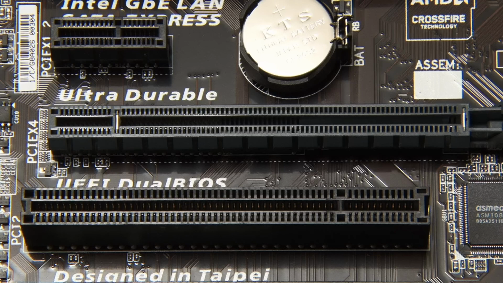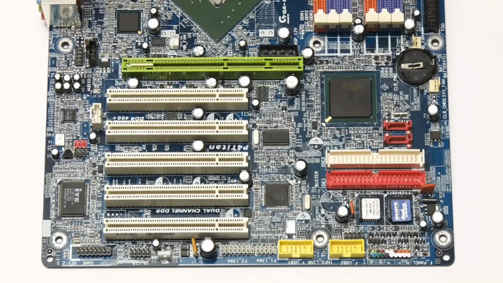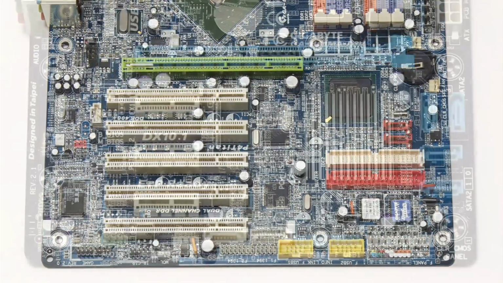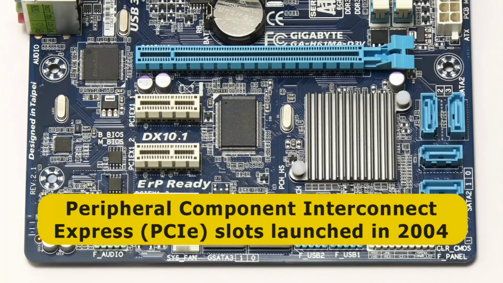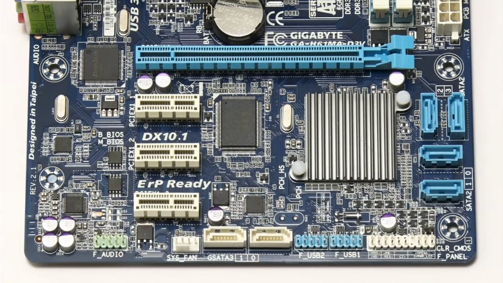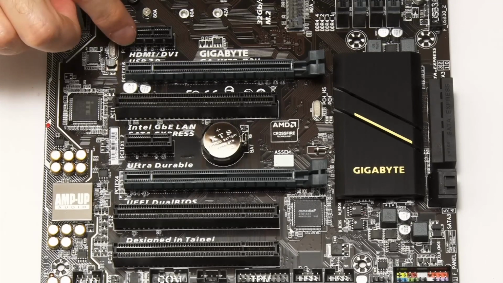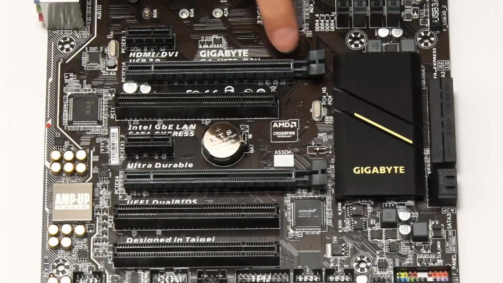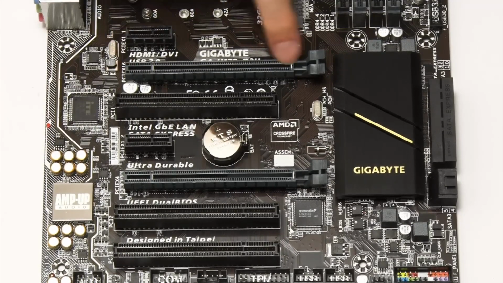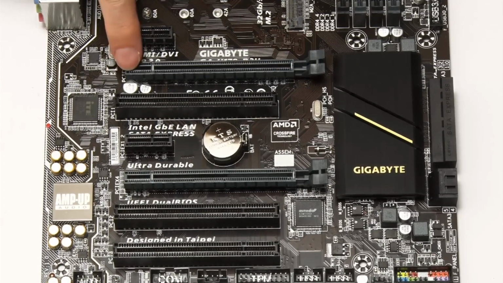Expansion slots come in various sizes and types, including Peripheral Component Interconnect, that's the PCI, Peripheral Component Interconnect Express, PCIe, and Accelerated Graphics Port, AGP slots. They enable users to increase the processing power and performance of the computer system and add new features and capabilities to their machines.